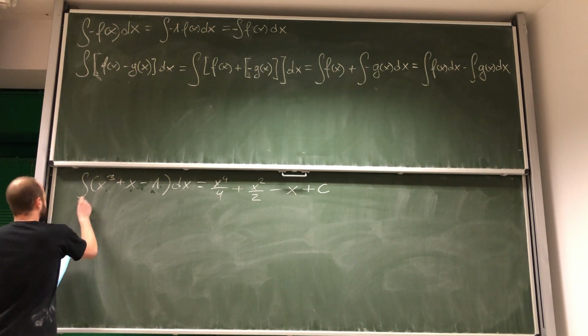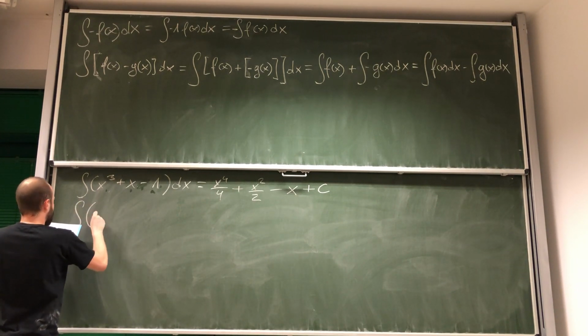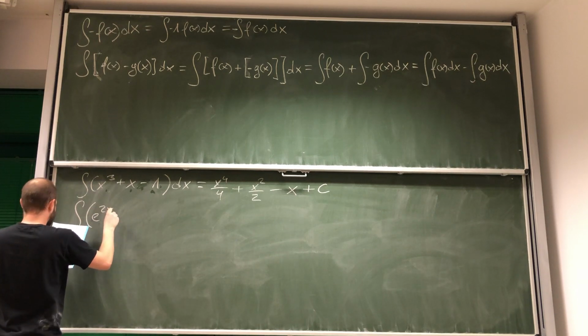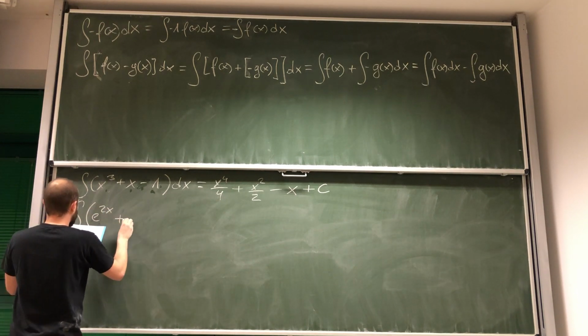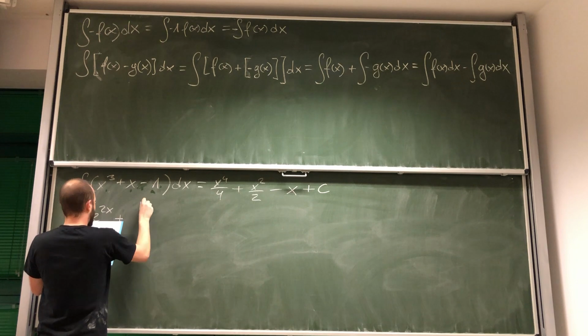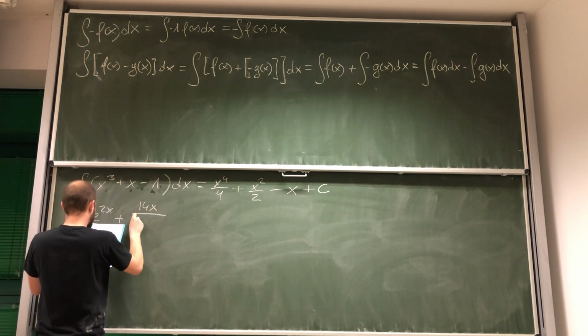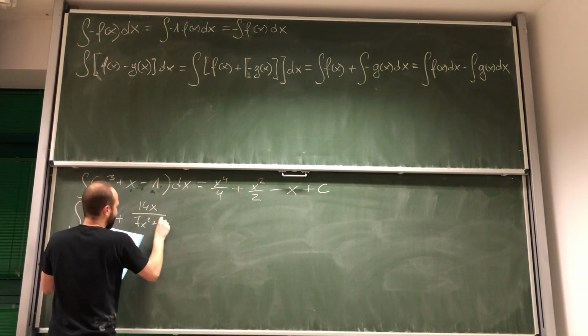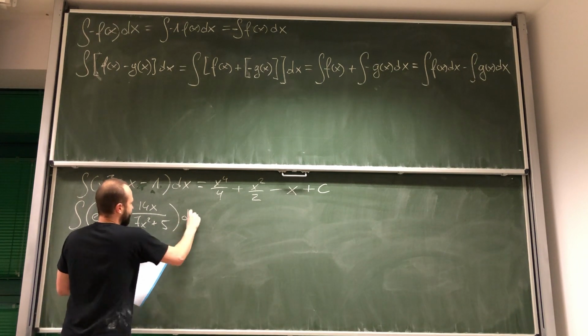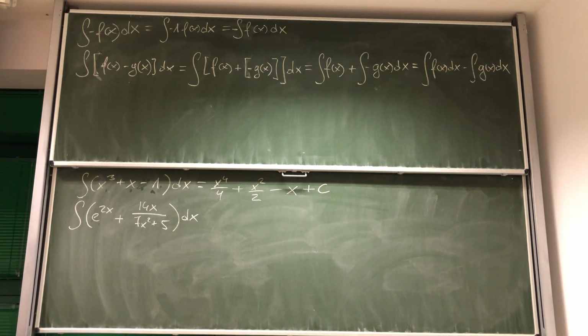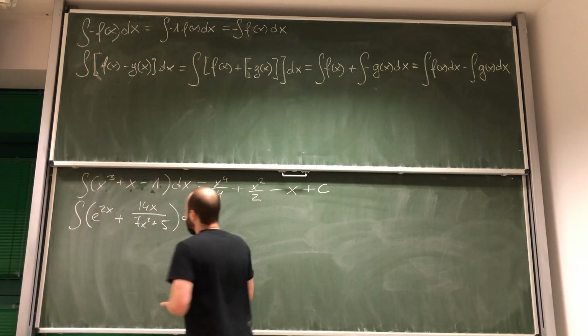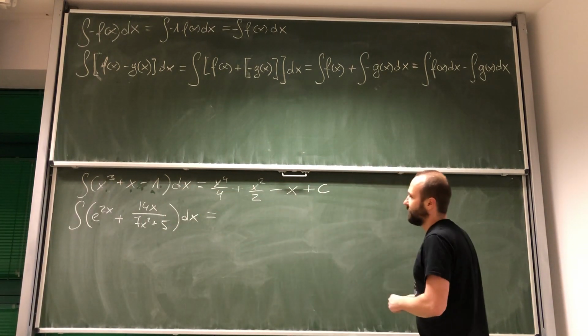Oh, let's do this. Okay. Integral of e to the power 2x plus 14x over 7x squared plus 5 dx. Okay, here we will have to use a couple of rules we haven't used before. And look, what are these rules?